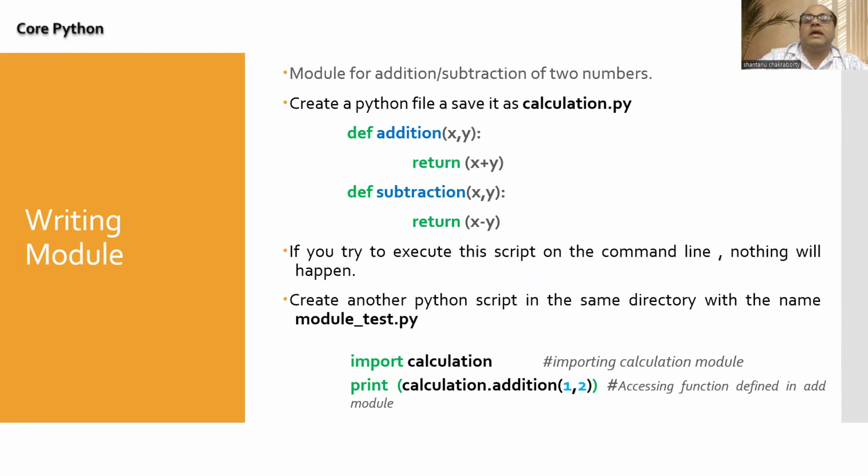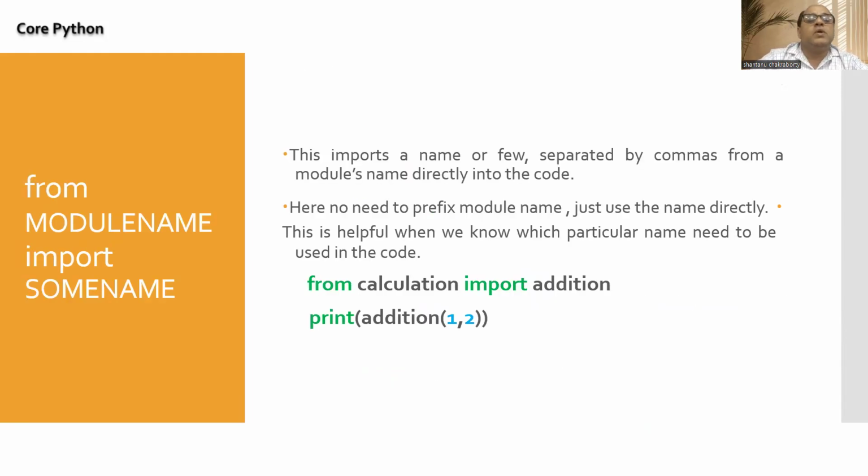We write a module for addition, we write a module for subtraction, and then we import that module, and then we can use the methods defined in that particular module, right? So from module name, we can import some name. Some name means we can import a few names separated by commas. Here, there's no need to prefix the module name. Just the name directly can help us. It's really helpful to see what code we're using within the given module.